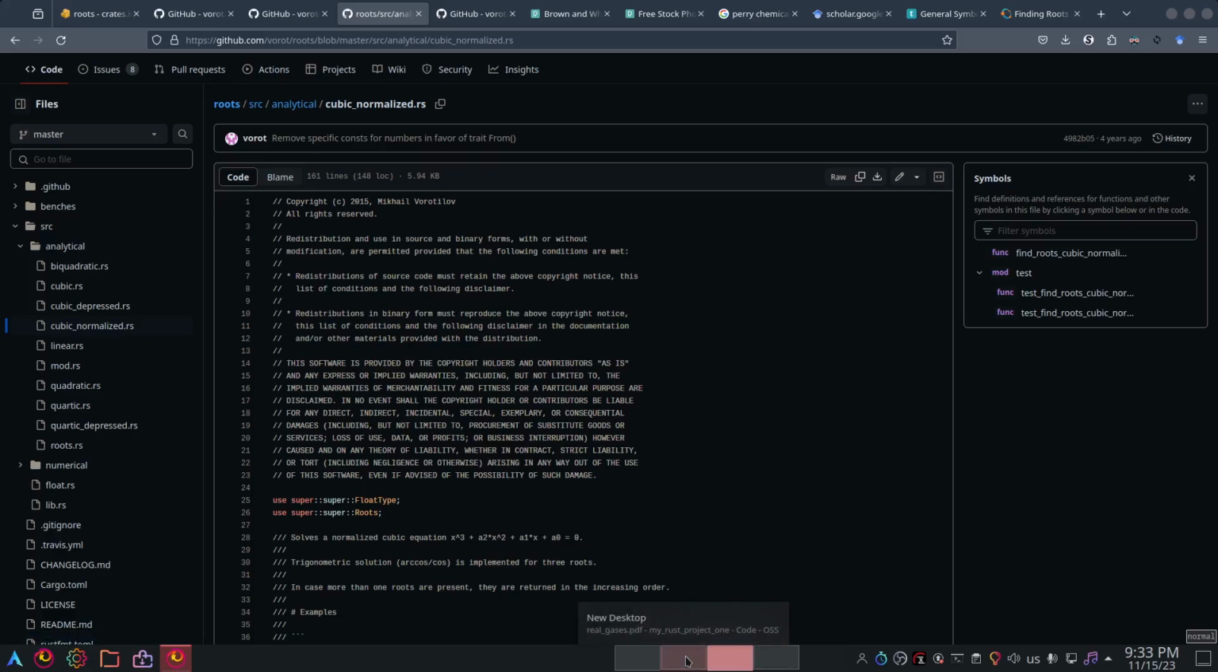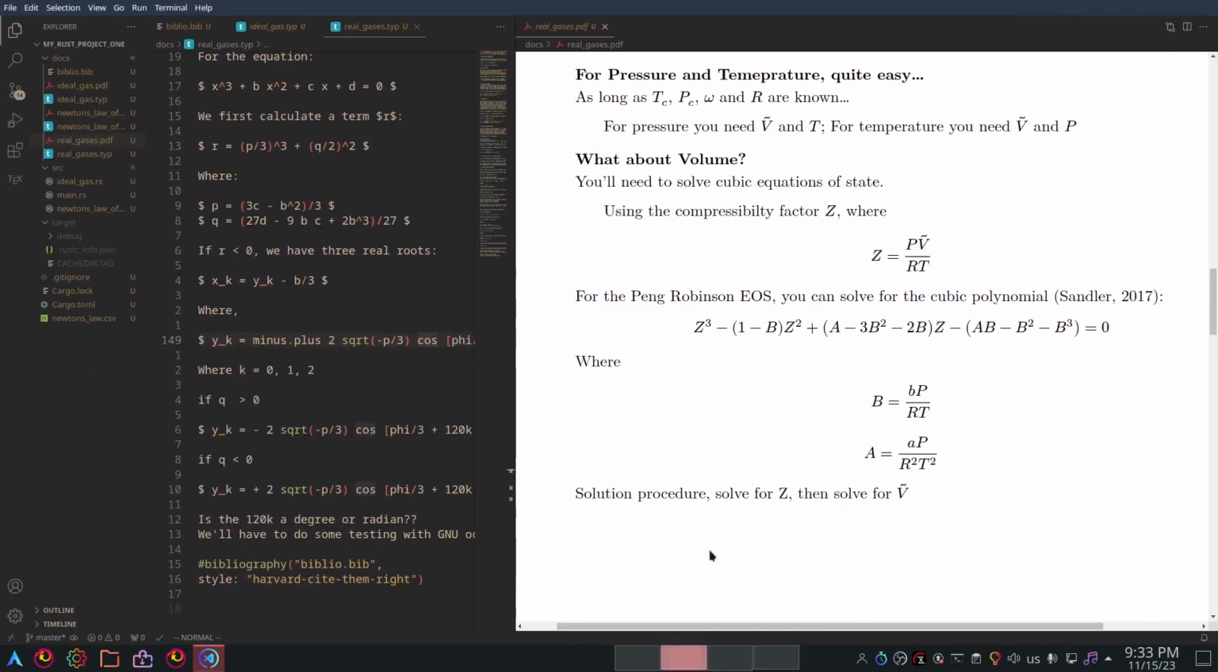You do not have to go through this if you don't want to, but walking through this cubic root finding formula will be a good exercise to start programming in Rust, especially with the unit safe methods. So for the Peng-Robinson equation of state, we will have to solve this cubic equation in the compressibility factor z. Z is, for your information, PV over RT.